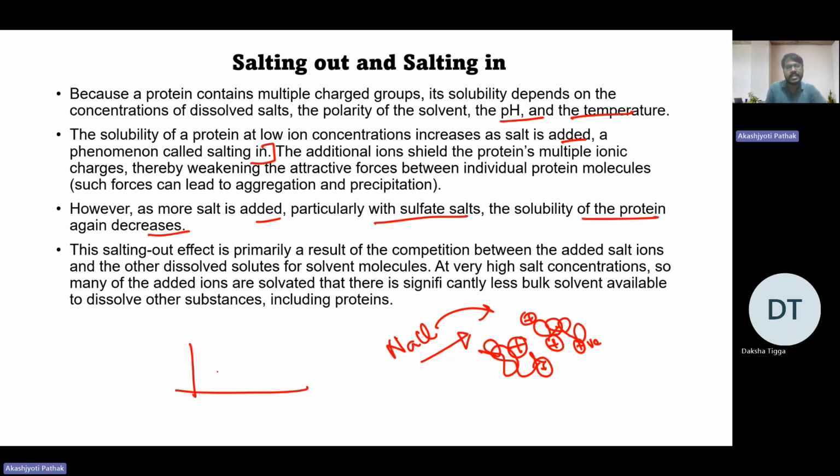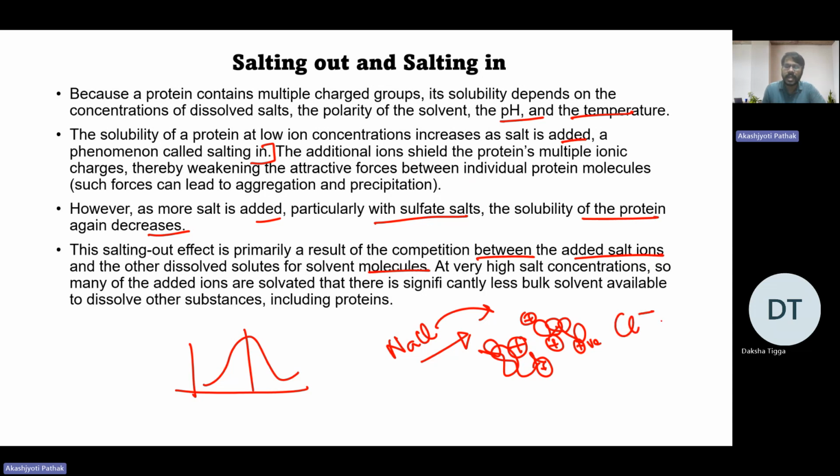So it basically has this type of graph. Till a particular concentration, your solubility increases, but after that concentration, your solubility decreases. The salting out effect is primarily a result of competition between the added salt ions and the other dissolved solutes for solvent molecules. At very high salt concentration, many of the added ions are solvated significantly. So this is what happens once you are increasing the salt concentration.